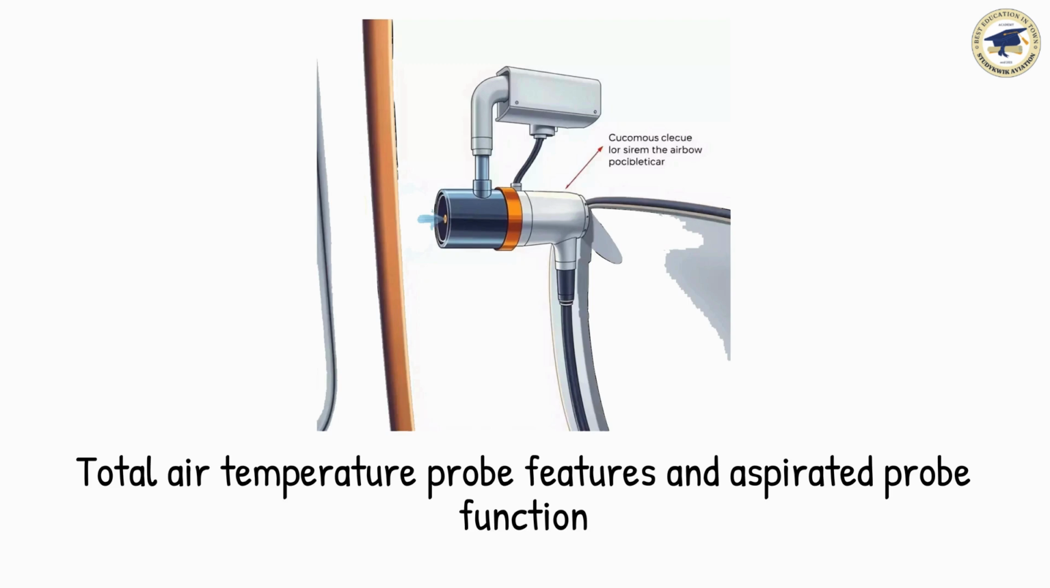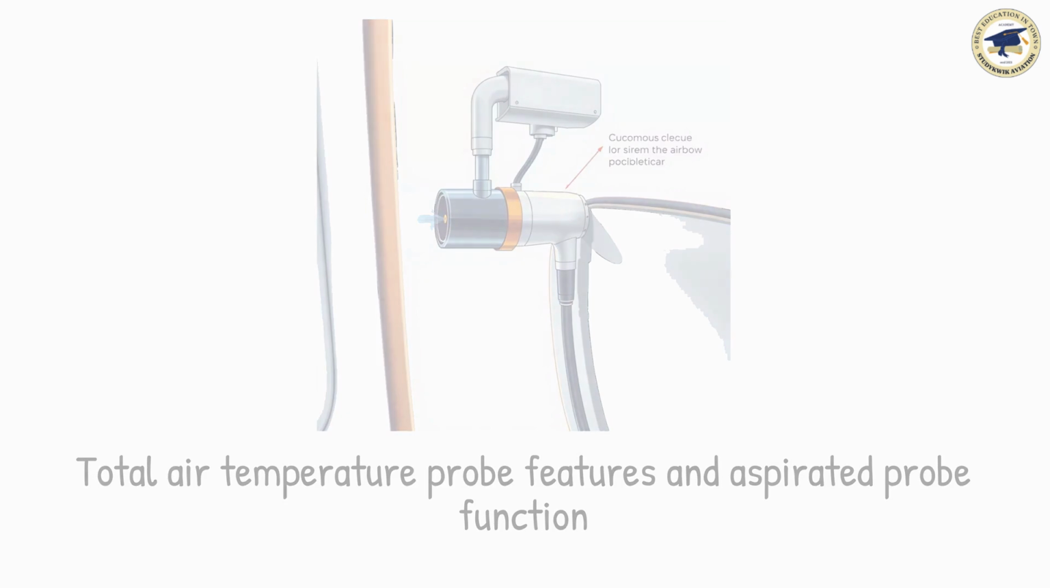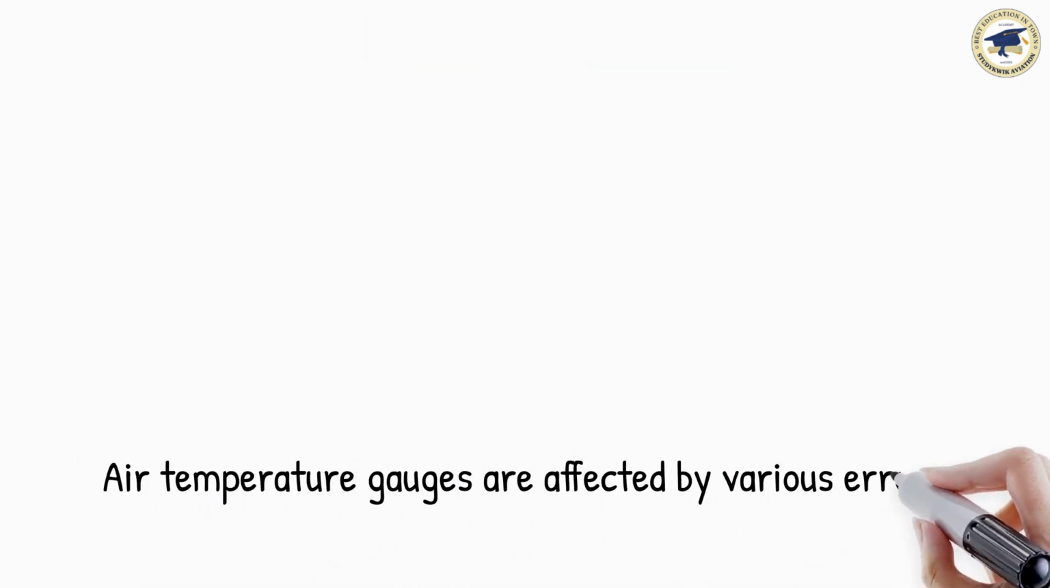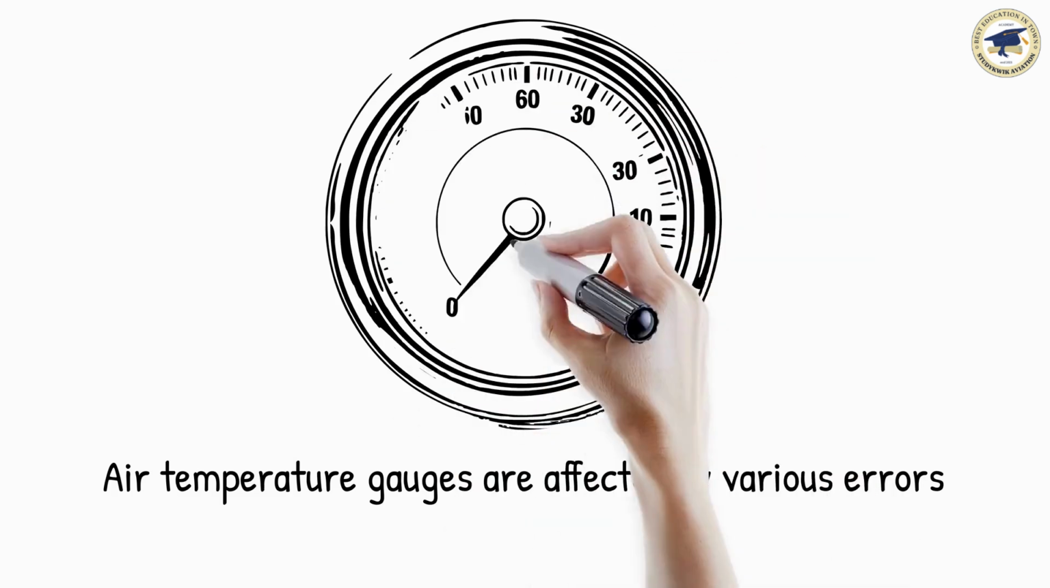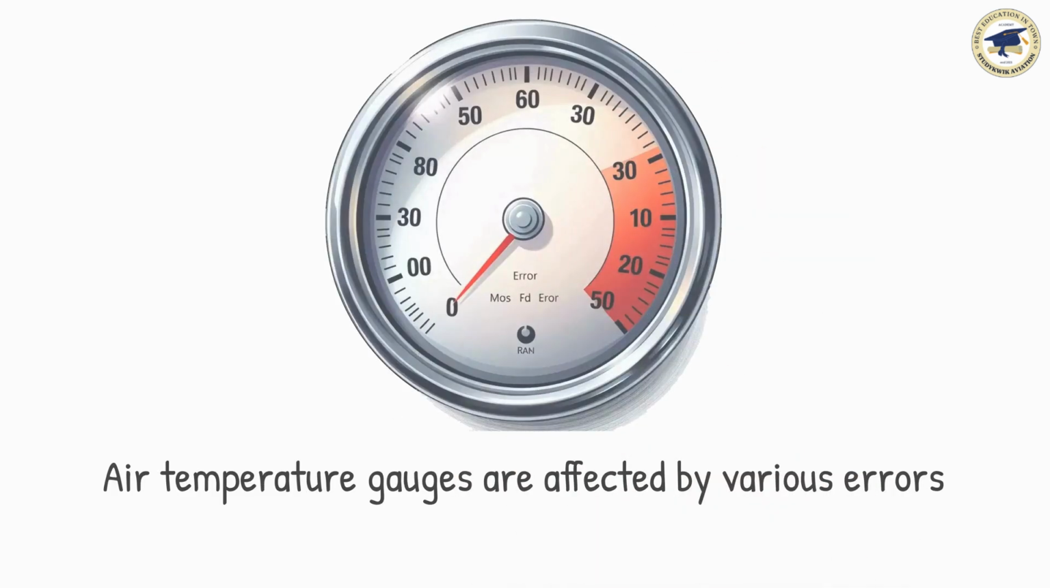An aspirated total air temperature probe uses bleed air to create an ambient airflow through the probe while the aircraft is stationary. Air temperature gauges are subject to instrument error, environmental error, and heating error.